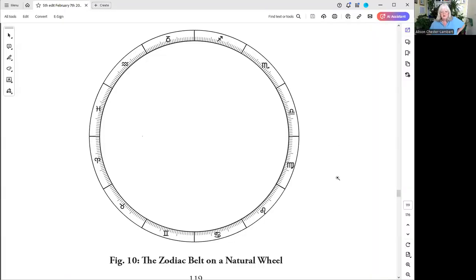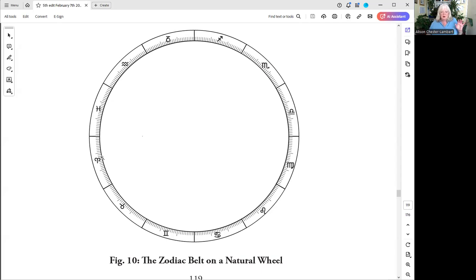Now, this is the Zodiac Belt on a natural wheel. Now, you've seen this because if you've seen anything from ancient Greece, you've seen Hercules carrying the world or something like that, then what you'll see is the globe, the Earth, but you'll see this belt around it. So you've got the equator and you've got this Zodiac Belt. It's imaginary. It is simply a mathematical exercise.